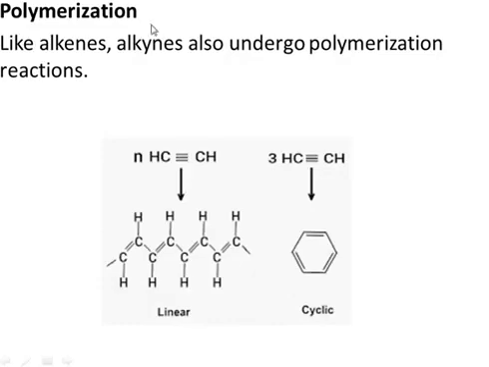Next we have polymerization reactions. Just like alkenes, alkynes also undergo polymerization reactions. Alkynes can form linear polymers or they can form cyclic molecules. For example, we can convert this alkyne into benzene by a polymerization reaction.